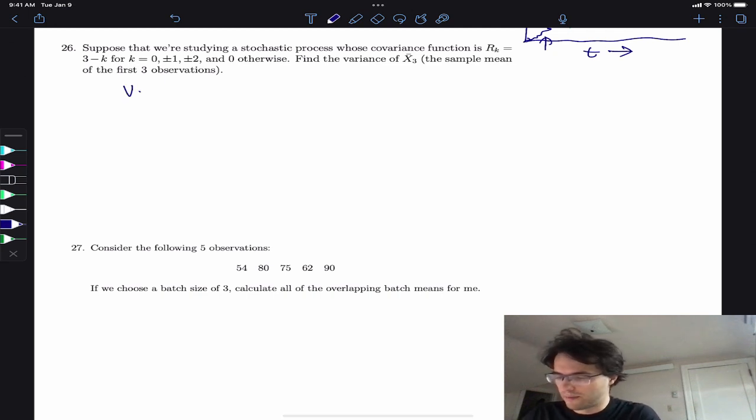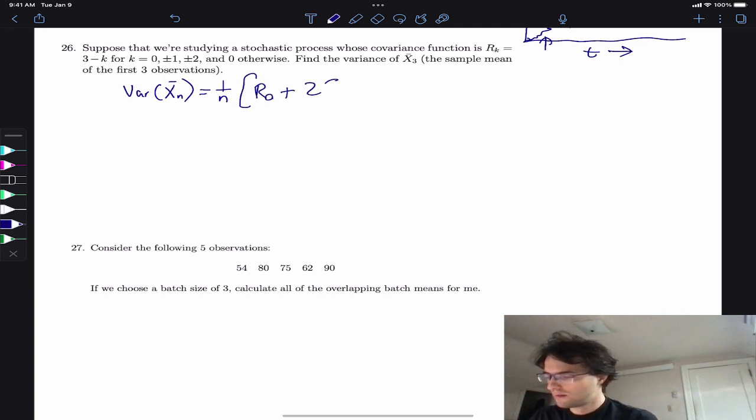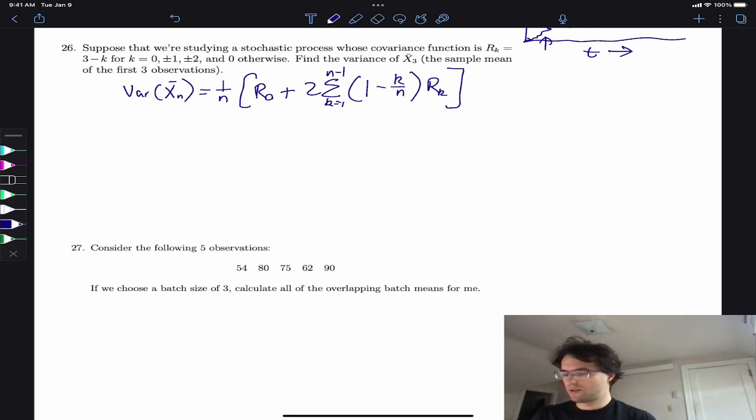I would recommend having the formulas written down. So the formula is something like, Var of x bar n is equal to 1 over n, and then you have r naught plus 2 times the sum from k equals 1 to n minus 1, and in here you have 1 minus k over n, times r_k. And so that's your variance, and then what you do is you plug in your r_k, which we have equaling 3 minus k, so you plug that in here. We have k equaling a couple different values.